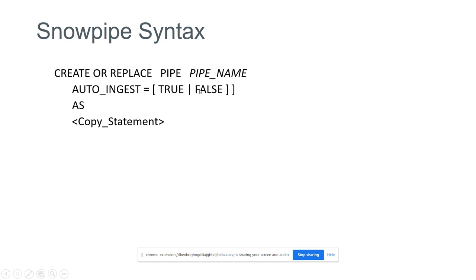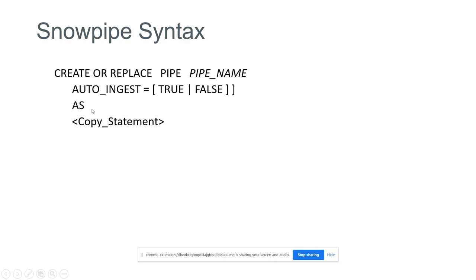Whenever you set it as false, then even though the files are coming into the external cloud storage locations, they will not be loaded. So we have to always make auto ingest equals true if we want the pipe to be active and running.